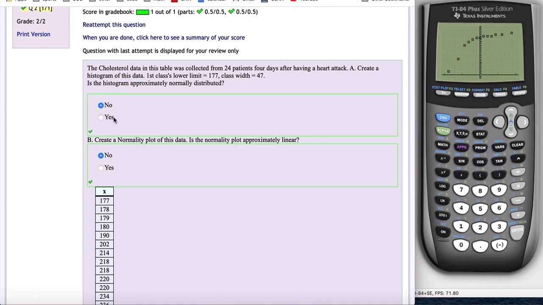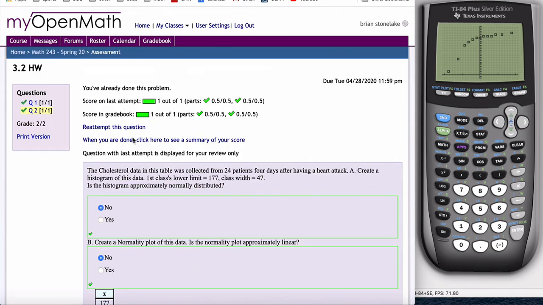If that's how you feel, fine. Get all the credit you want for the homework, and make sure you know how to create and analyze a normal probability plot, and we're good. That's the end of the 3.2 homework.